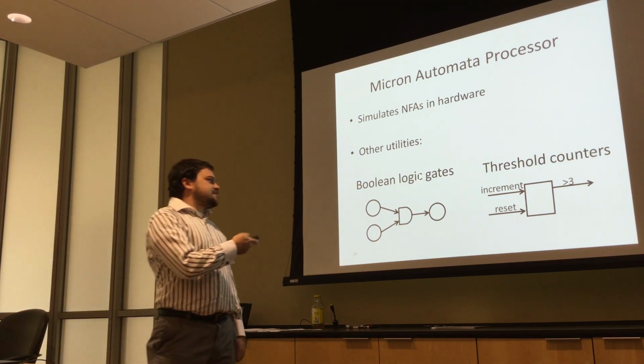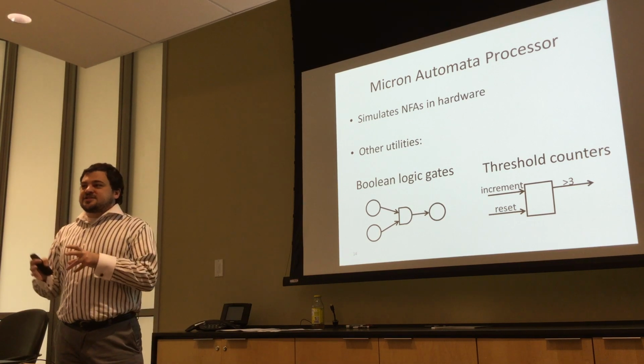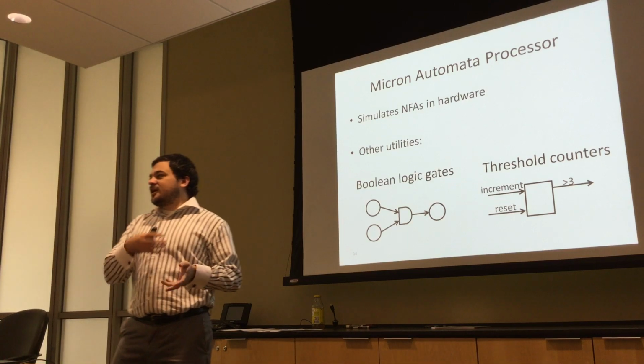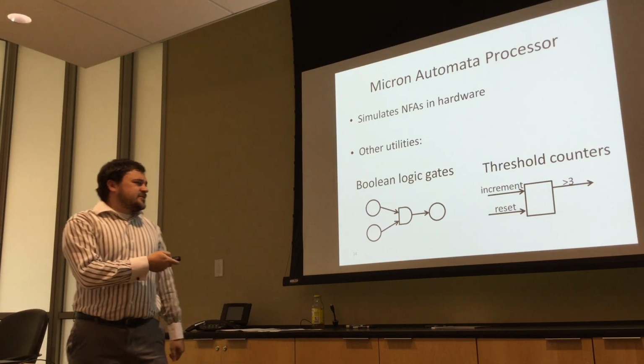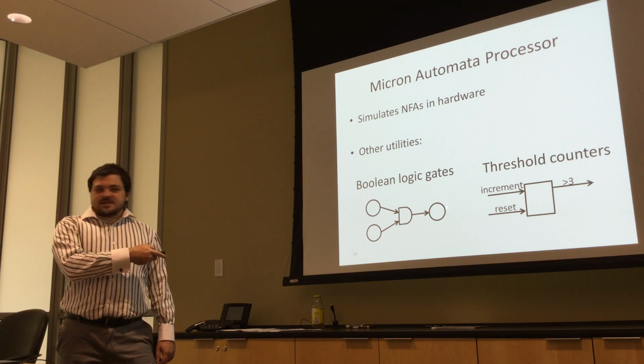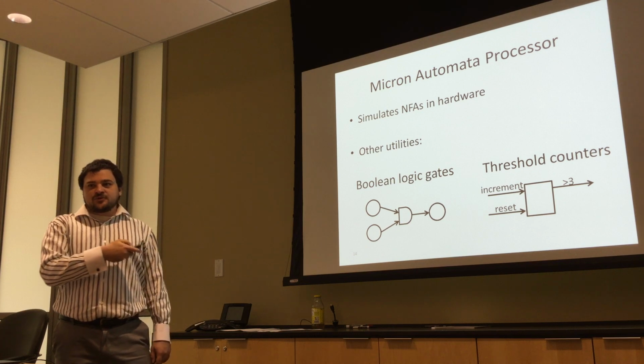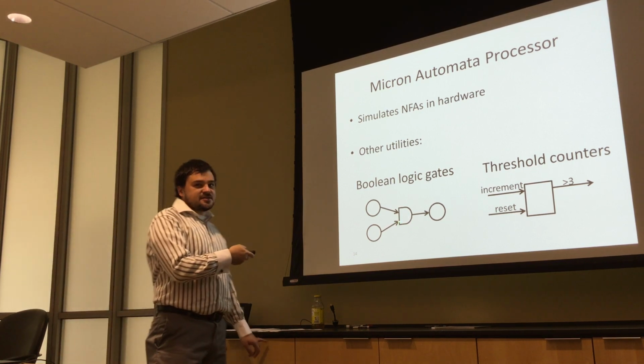So the first is Boolean logic gates. These allow for transitions to be conditional on other transitions, basically. So you can see here that this state on the right will only become active in some cycle if on the previous cycle both of these states to the left were active, due to the presence of this AND gate here.